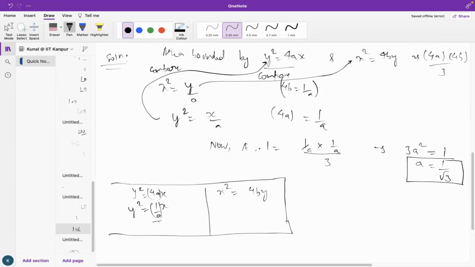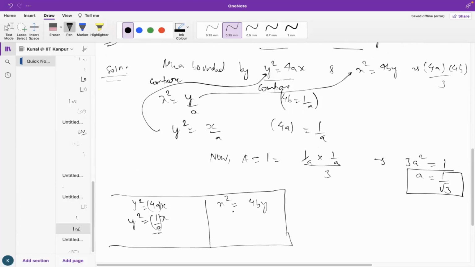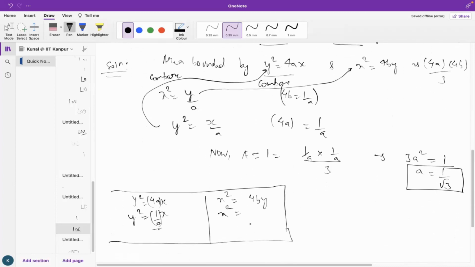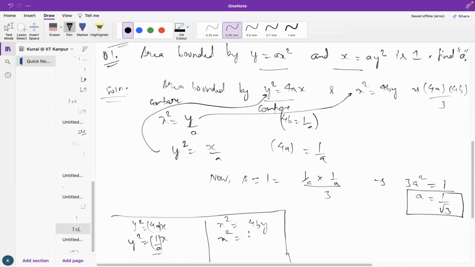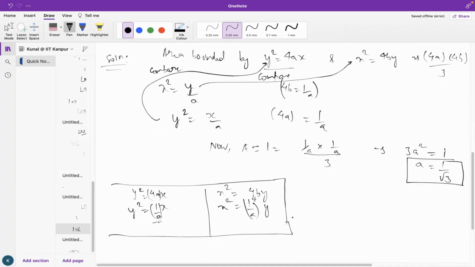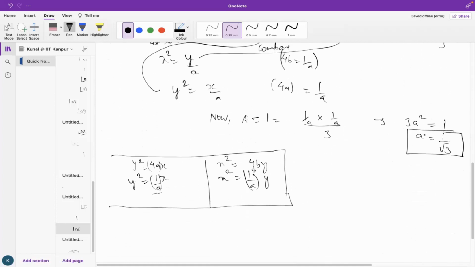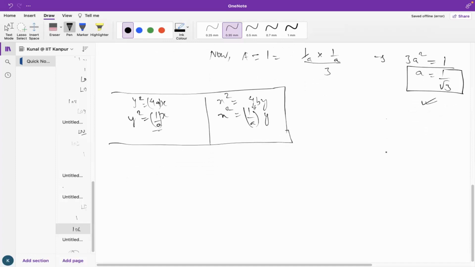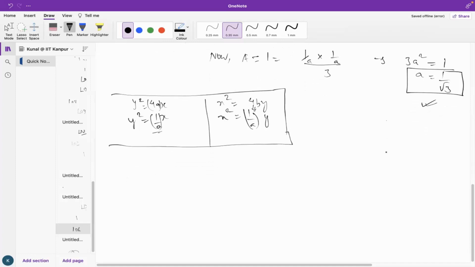This is our area is equal to, and for the other, x square is equal to what is given here? x square is equal to y by 1 by a, that is, 1 by a into y. So this term is equal to this, basically the coefficient of y. So when we solve it, we will get a is equal to 1 by root 3, right? I hope these things were clear to you.